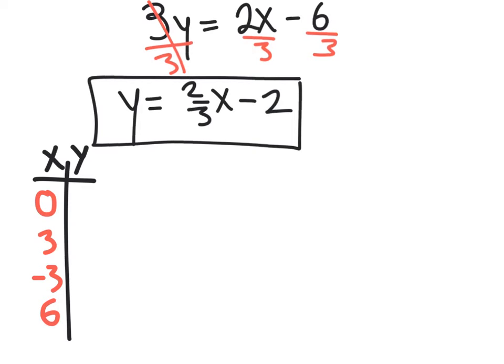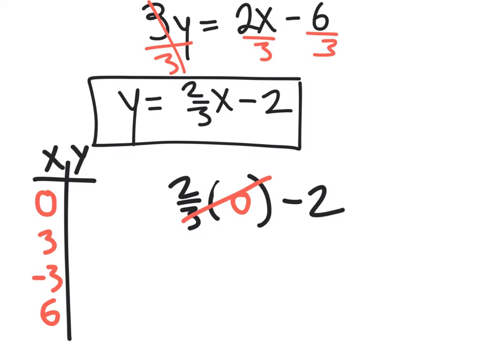So if I plug in 0, it's going to look like this, where I plug in 0. Now if you work this out, 2/3 times 0 is 0, and 0 minus 2 is negative 2. So when you plug in 0, you get out a negative 2. And ladies and gentlemen, that is your first coordinate.